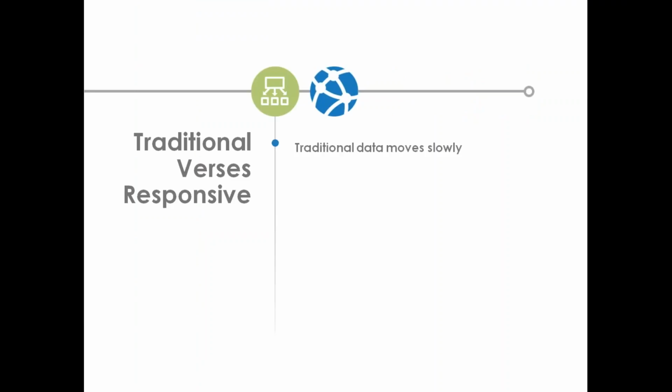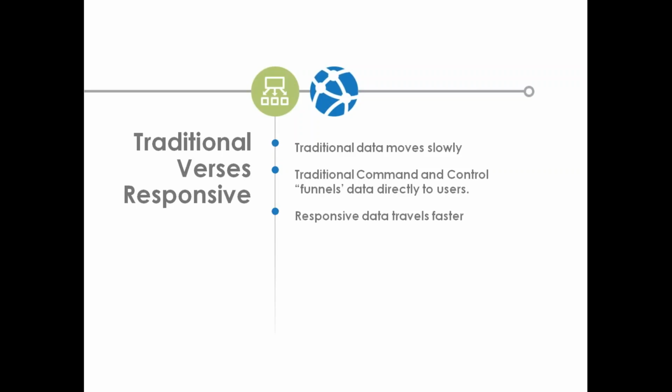Traditional data moves slowly. Even though we have great access to information, it moves relatively slowly. It has a tendency to funnel information directly to who we are as users. Responsive information travels much, much faster. It's intuitive, in other words, in the system. When we're looking at something, it simply knows that there are 100 other things associated with that point of information. It is responsive for what we're talking about.